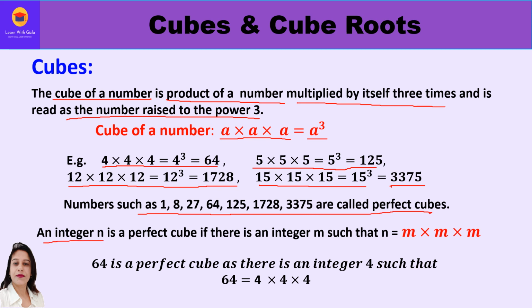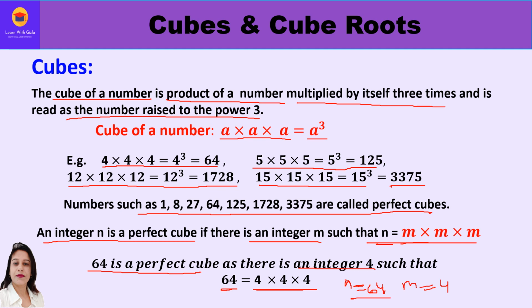Now an integer n is a perfect cube if there is an integer m such that n is equal to m into m into m. That means when we multiply m 3 times, we get a perfect cube number, that is n. Let us say 64 is a perfect cube as there is an integer, say 4, which was multiplied 3 times. So we can say 64 is a perfect cube number because 4 was multiplied 3 times, right? So over here n is our 64 and m is our 4. So 4 was multiplied 3 times to get a perfect cube number, that is 64.